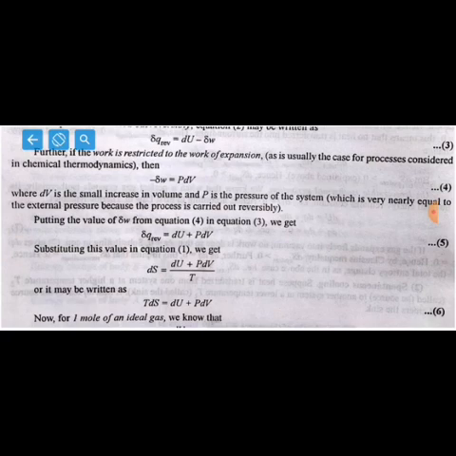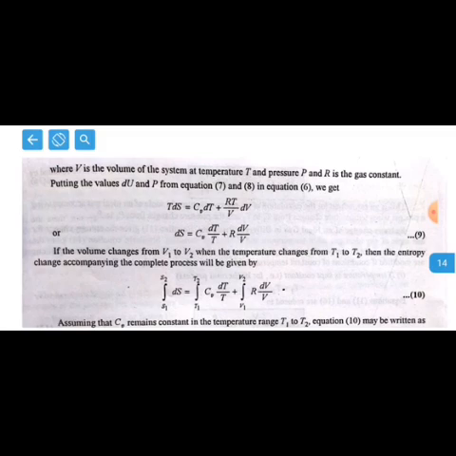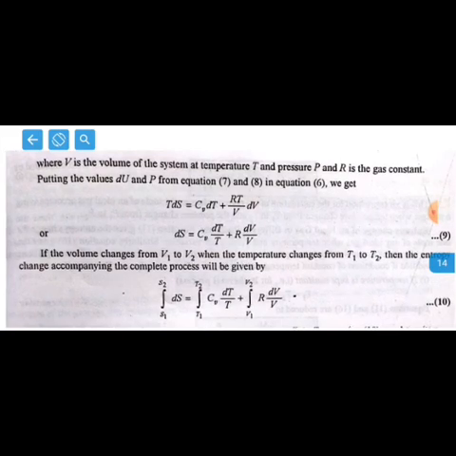Now for 1 mole of an ideal gas, we know that Cv is equal to dU by dT and dU is equal to Cv dT. That is equation 7, where Cv is the molar heat capacity at constant volume. And PV is equal to RT, that is, P is equal to RT by V, the ideal gas equation, and that is equation 8, where V is the volume of the system at temperature T and pressure P, and R is the gas constant. Putting this value of dU and P from equations 7 and 8 in equation 6, we get TdS is equal to Cv dT plus RT by V into dV, or dS is equal to Cv dT by T plus R dV by V, that is equation 9.